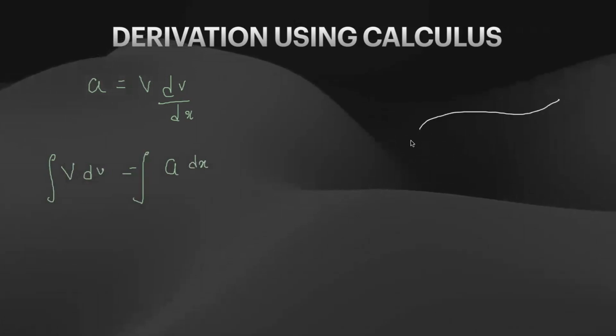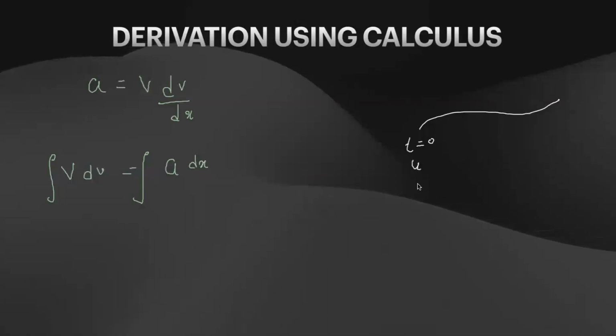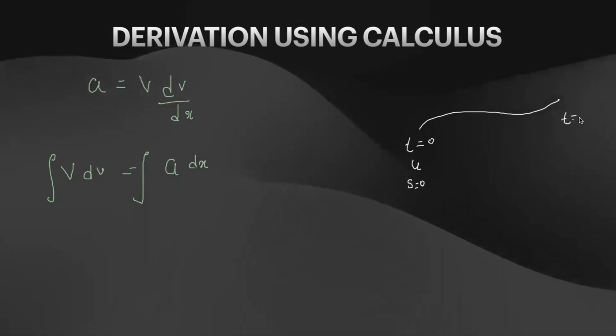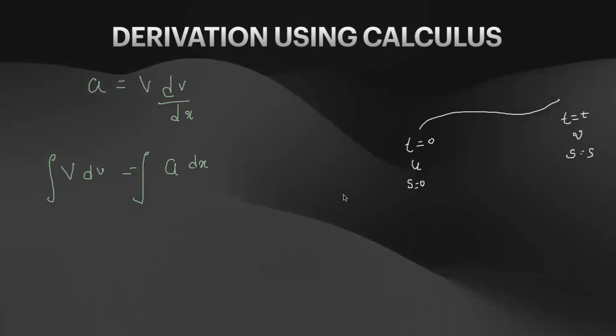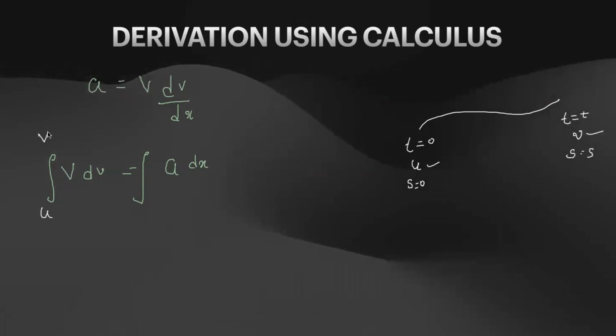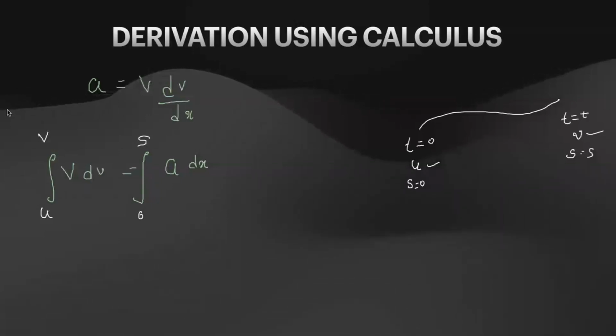A car has traveled some path. At time t is equal to 0, the car has some velocity u and displacement is 0. And at time t is equal to t, the car has some final velocity v and displacement is s. So the velocity limit is from u to v, and displacement is from 0 to s. That's all. Now just integrate both sides.